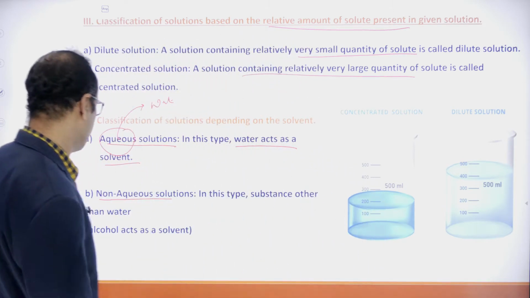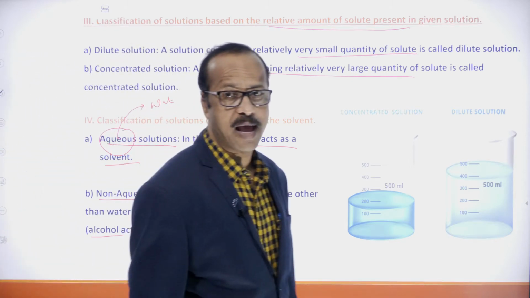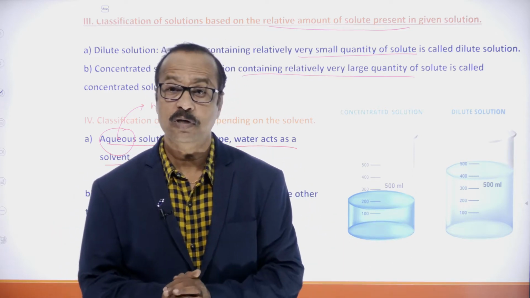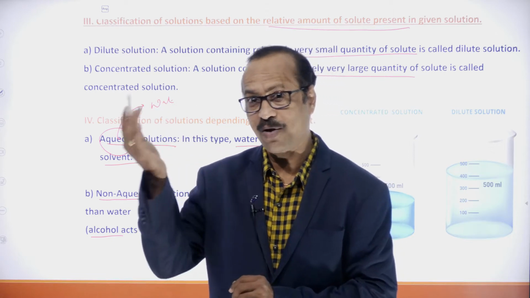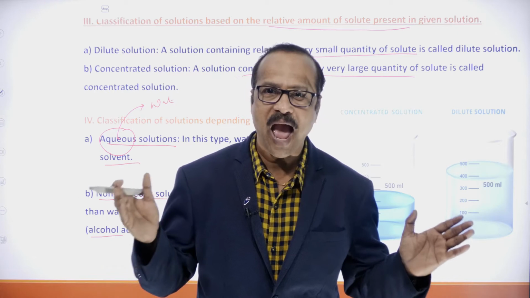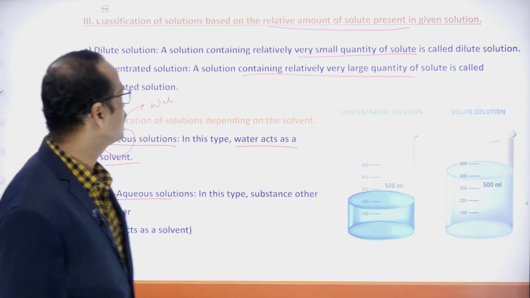For example, if you see a solution that contains alcohol and water, and water is present in less quantity and alcohol is present in more quantity. So here, what is the solvent? Alcohol is the solvent. Water is not the solvent. So such types of solutions are called non-aqueous solutions. Clear? So this is also one of the important slides.